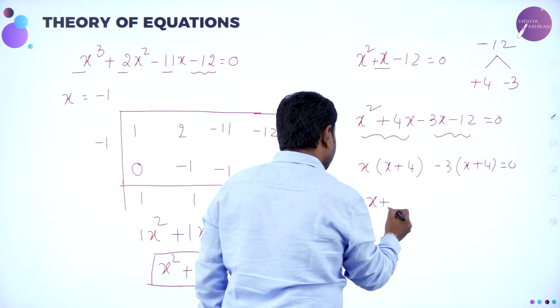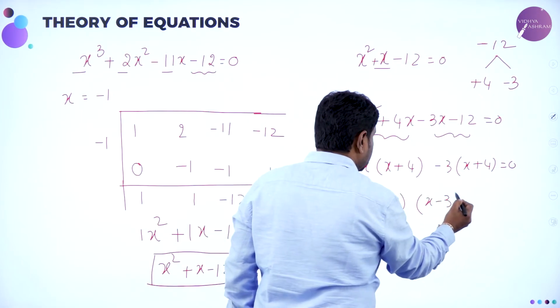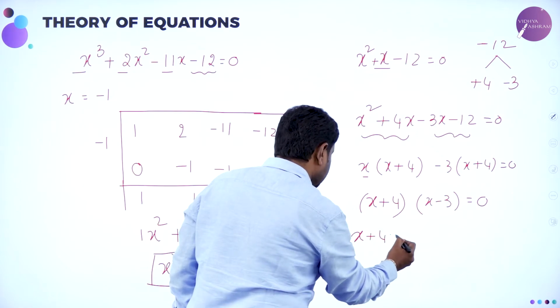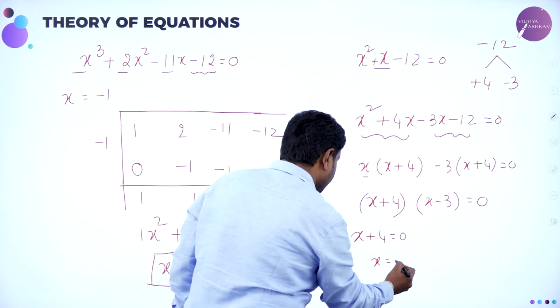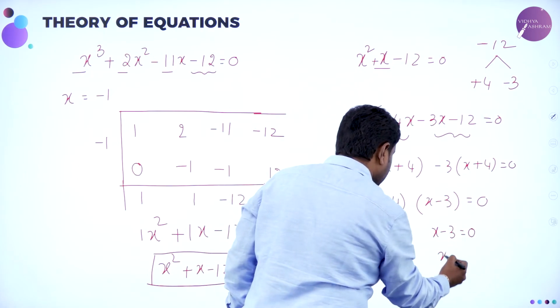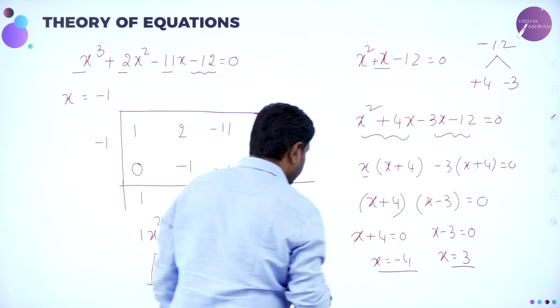Take out x plus 4. If I take x plus 4 common, what is left out? x and minus 3, and equate each term to 0. So x plus 4, if I equate it to 0, I'll get x is equal to minus 4, and x minus 3, if I equate it to 0, I'll get x is equal to 3. So now I got the other two roots, minus 4 and 3. Therefore, you got all the roots.